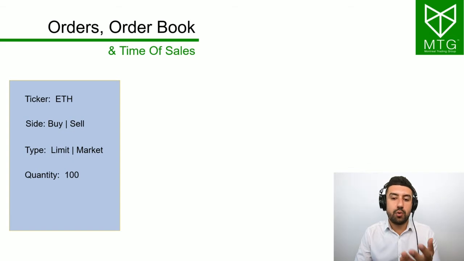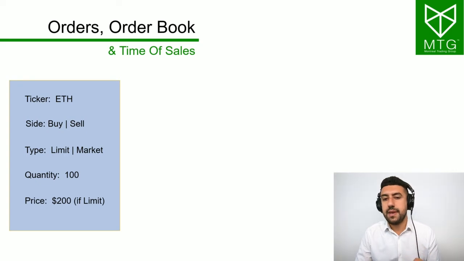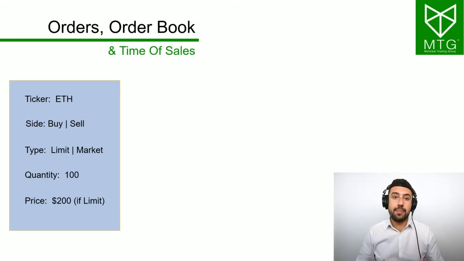Quantity. So let's say you want to buy 100. And the last thing, if you've decided that it's a limit order, is the price. So you set the price. So let's say, for example, I want to buy Ethereum. I want 100 Ethereums at $200 each. That's the max I'm willing to pay. So if you can get me a better price, get it to me. But if you can't, that's the max. Well, what happens with my order?